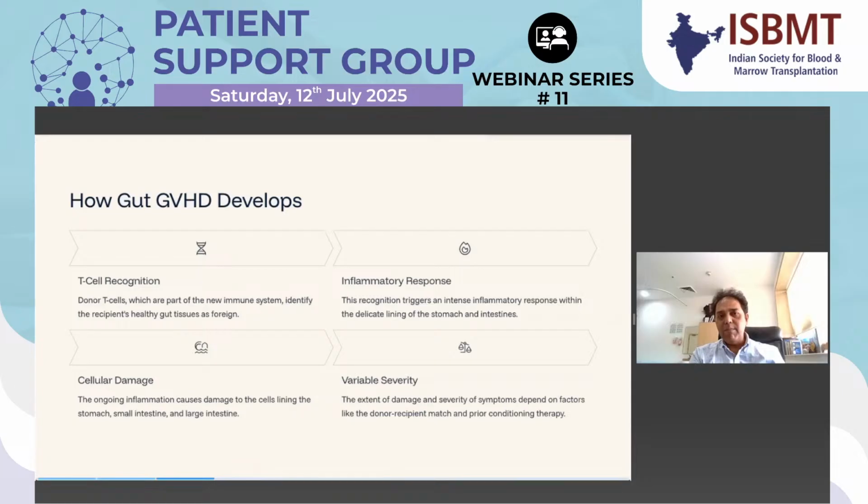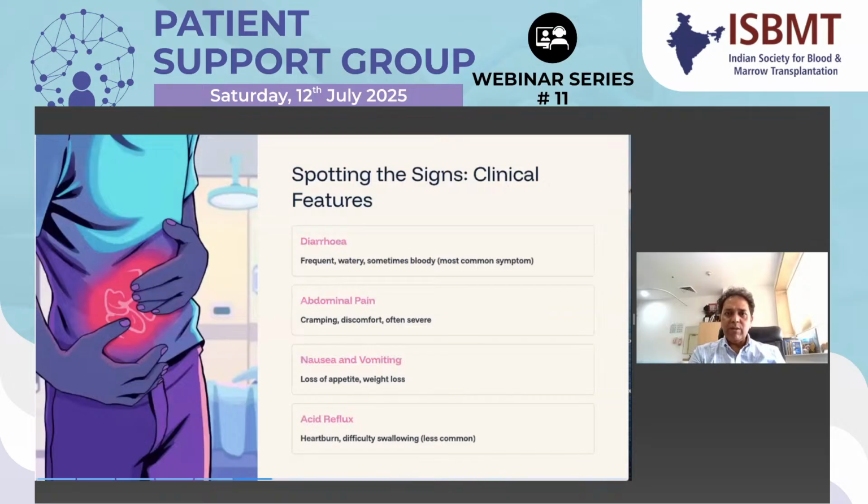Some might have very mild symptoms, like a mild acute or upper gut GVHD where you just don't feel like eating a lot, or you might have just a little bit of diarrhea, or it can be much more severe where patients can have a lot more symptoms, and I'll come to that. So what are the symptoms?